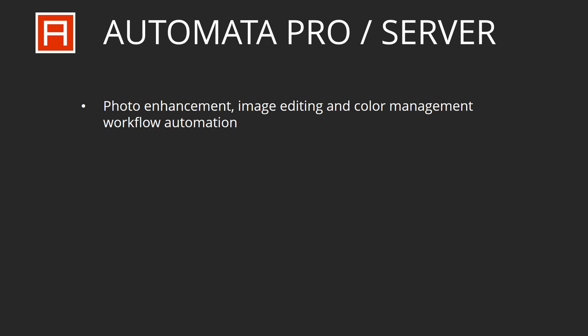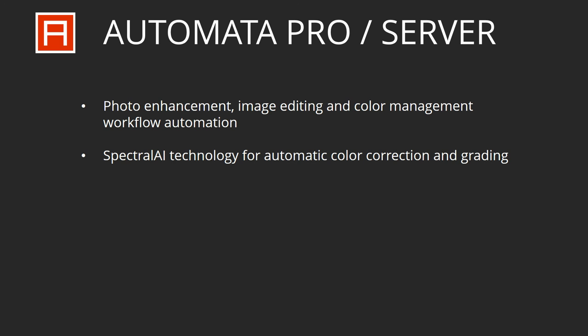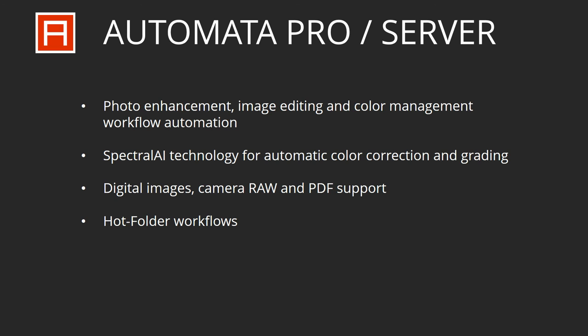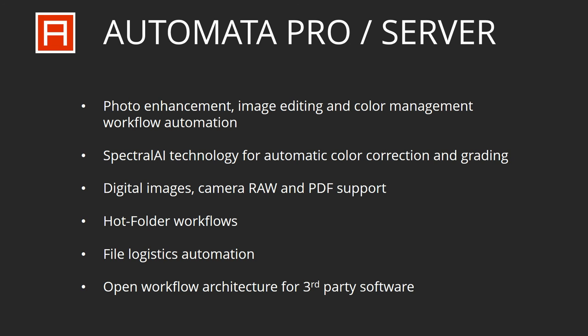So let's sum up this webinar. What we have learned about Automata Pro and Server. SoftColor Automata is photo enhancement, image editing and color management workflow automation software. It uses our own spectral AI artificial intelligence technology for automatic color correction and grading. You can work with any digital images, camera raw and also PDF files. It is based on hot folder workflows, it has file logistics automation, and all the workflows are open, so you can use your own tools with workflows. And the important thing is that it has very good performance.